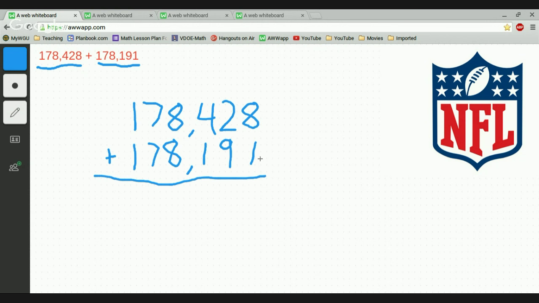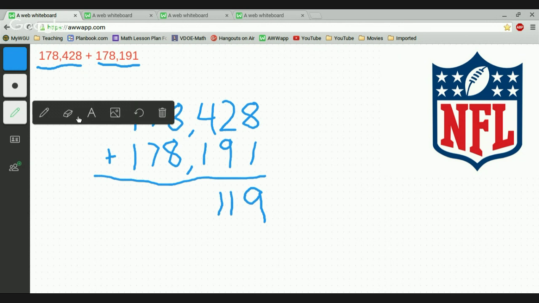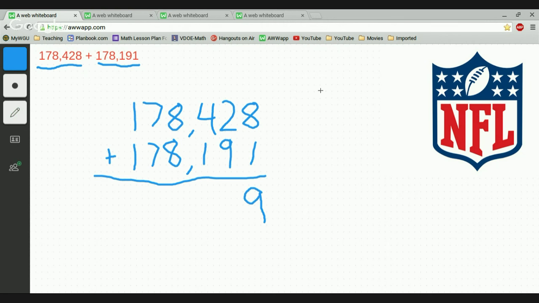So now we're going to just start adding it up. 8 plus 1 equals 9. 2 plus 9 equals 11. However, you can't put 11 there. You can only put one digit in each place value, so here's what we're going to do. We're going to undo that. 11 is 10 plus 1, so we can only have one digit down there. So 1 down there, and we carry up the other 1.